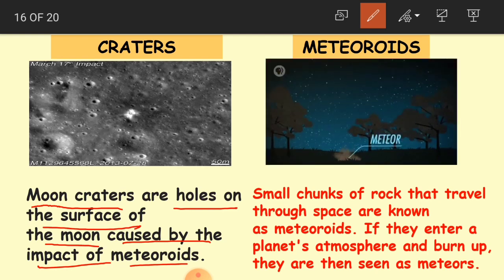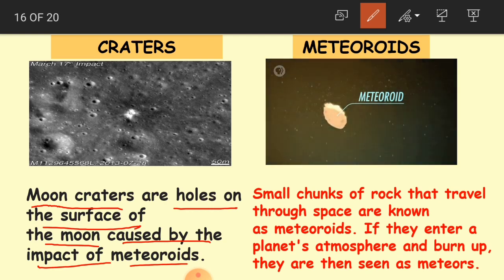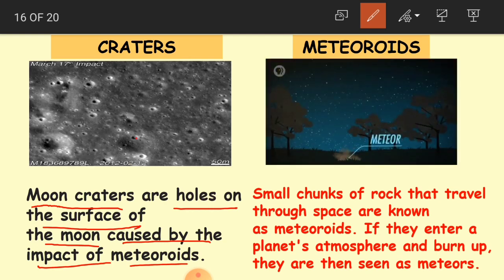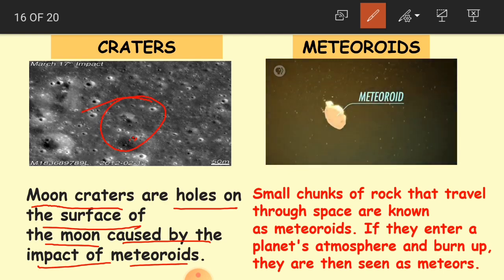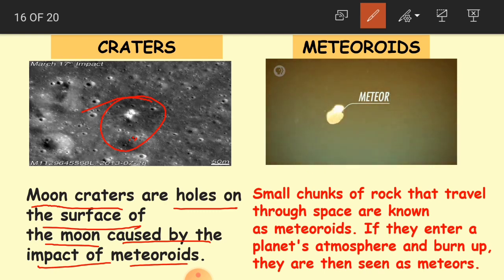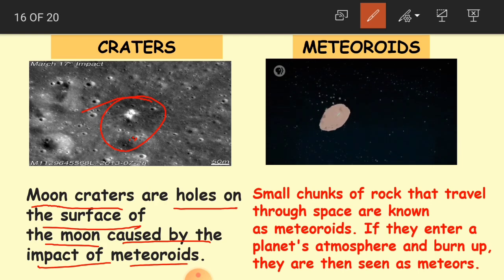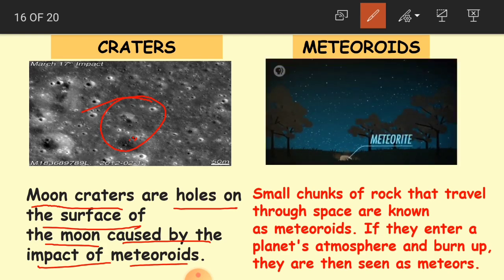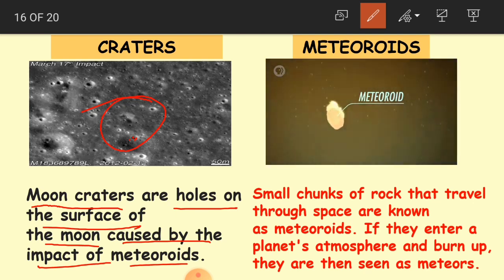See here? Yes, so one small rock type of object, which we call meteoroids, is going to hit the surface of the moon. Then what happens? There is a possibility to form a hole on the surface of the moon or some depression, a low level area, because when you hit something, what happens? It's going to get a little depressed. That is depressed in the sense a low level area here. Okay children.